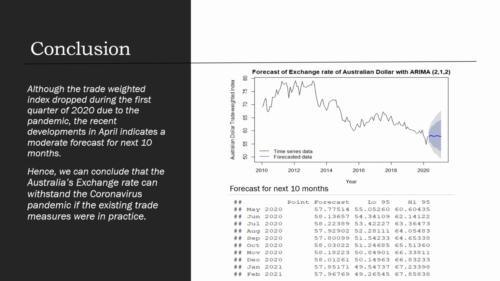From which we can see that although the trade weighted index has dropped during the first quarter of 2020 due to the pandemic, the recent developments in April indicate a moderate forecast for the next 10 months. Hence, we can conclude that Australia's exchange rate can withstand the coronavirus pandemic if the existing trade measures were in practice.